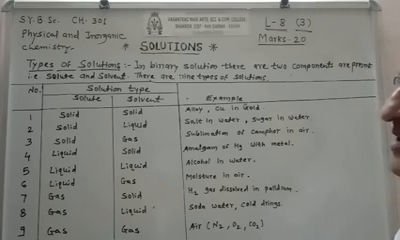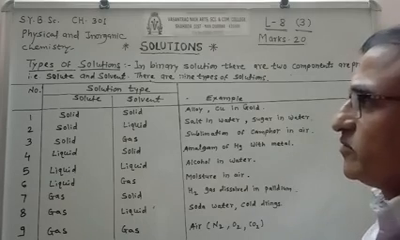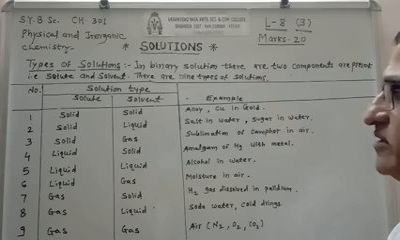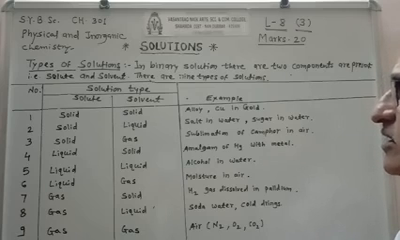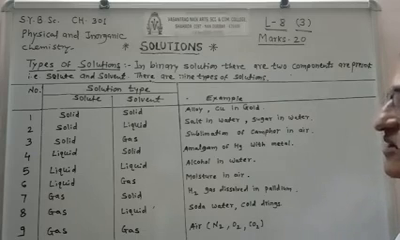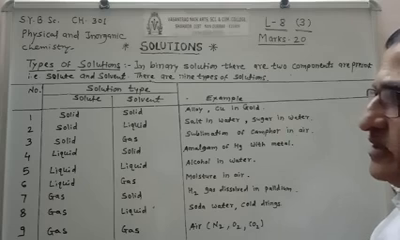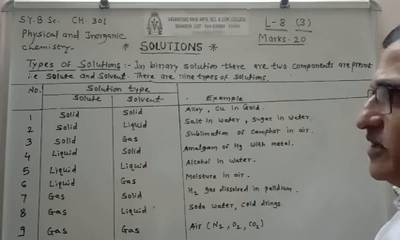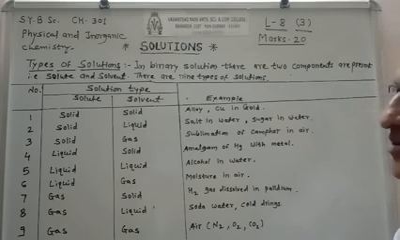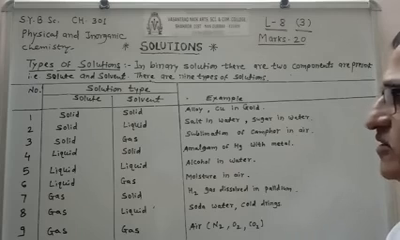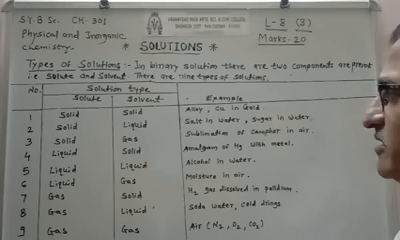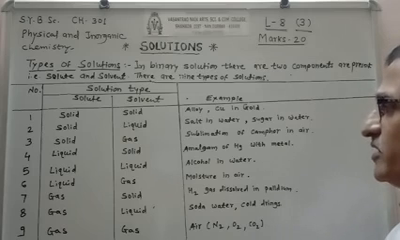Then the second type is solid, liquid. Solute is solid, liquid is solvent. For example, salt in water or sugar in water. So this is the second type. In the third type, solid, gas, that is, solute is solid and gas is solvent. An example is sublimation of camphor in air.